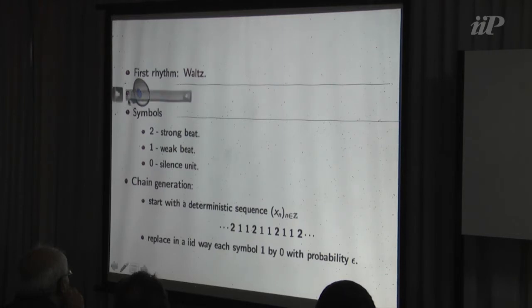the sound of the stimulus. So this is what we call the vowels. So this is the structure: a strong beat, a weak beat, and a silence.